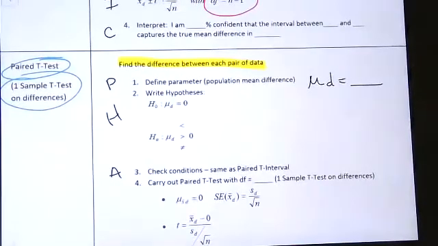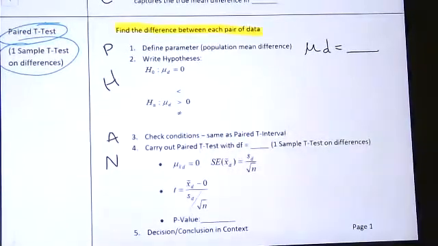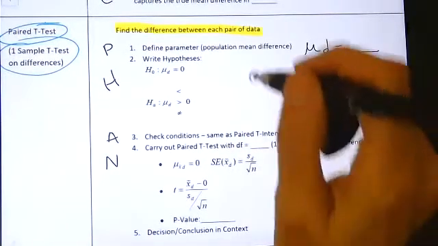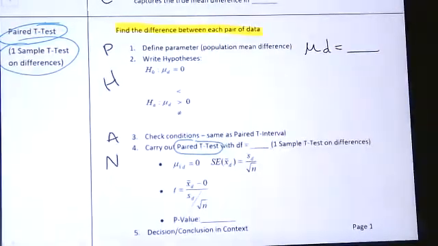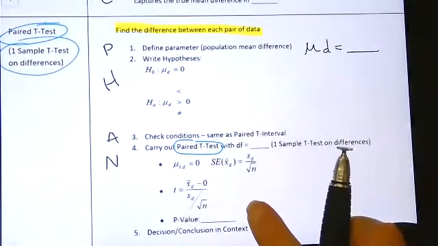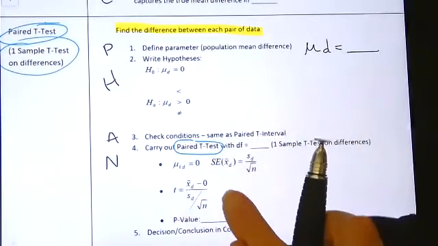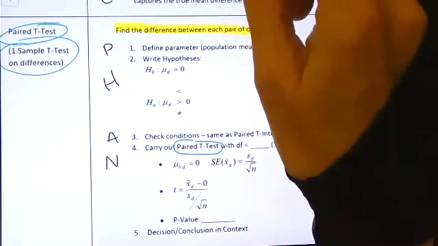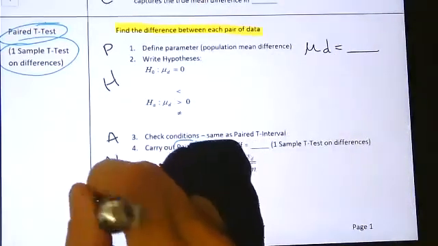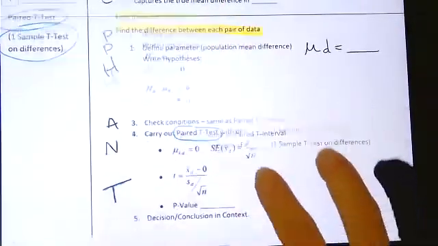Step 3, assumptions and conditions, same as above. Step 4, name your test or provide the formula. So you can call it a paired t-test. You can call it a one sample t-test using the differences. This is all the formulas for where the test statistic comes from. If you use your calculator, you don't have to provide the formulas, but this is where they would come from. However, you do need to give a test statistic and p-value. So there's my test statistic and p-value.